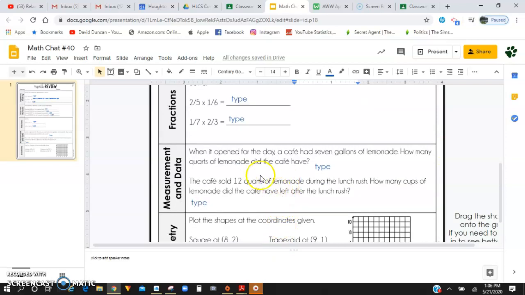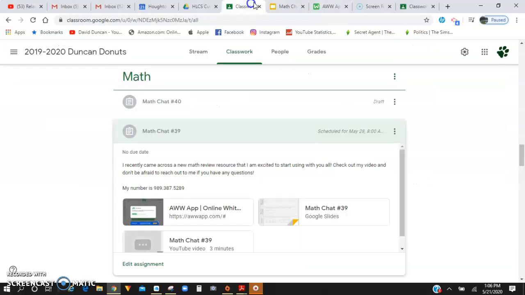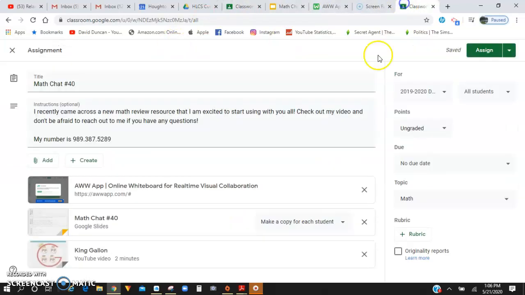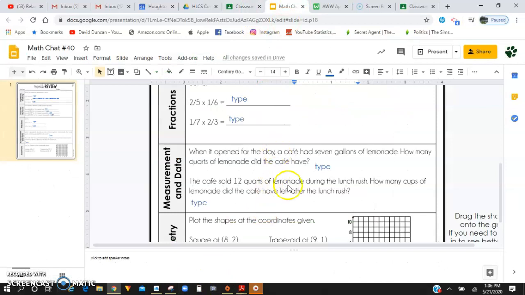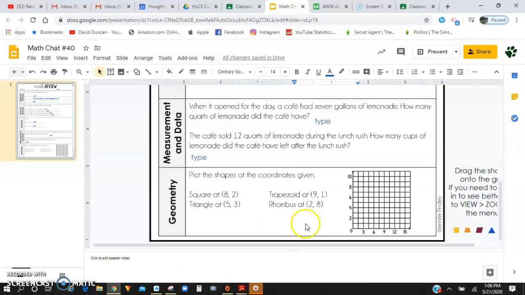Measurement and data, you have some converting with gallons and quarts. And I have linked in this assignment, not this one, I have linked in this assignment that King Gallon video again for you guys to use as reference for this problem. Down here for geometry, you are just going to plot these points on the coordinate grid.